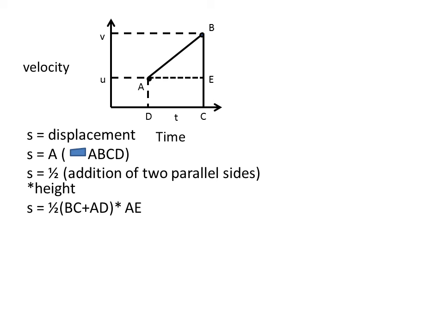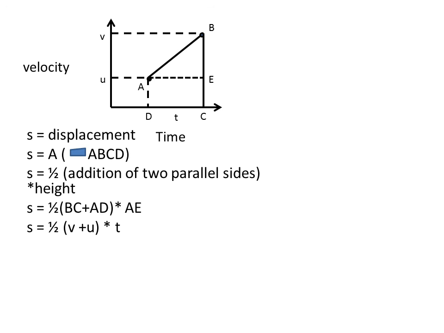Let us put the values now. S is equal to half. BC means what? V. AD means what? U. And AE means what? AE corresponds to what? T. Now think, which kinematic equation are we deriving? V square equal to U square plus 2AS. In this equation, do you find t anywhere? No. So we don't want this t here.